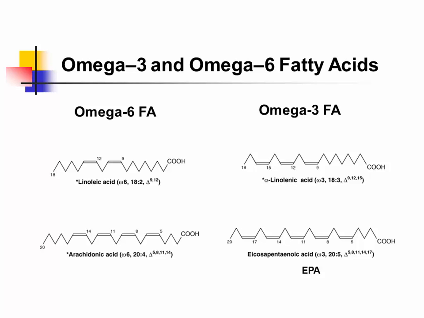And arachidonic acid and EPA have more double bonds, and just the first double bond is different, starting at a different carbon position.